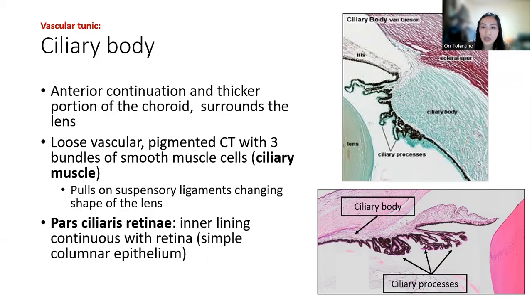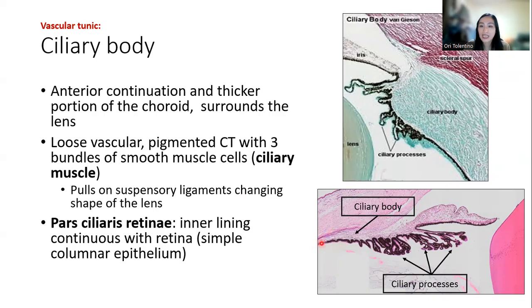So the ciliary muscle contracts and relaxes, and they pull on the suspensory ligaments or the zonular fibers right here that suspend the lens, okay? And because it pulls on the lens, it changes the shape of the lens during accommodation for the focusing of near and far objects. So the lens will adjust its shape to focus on the near object, and that is the function of the muscle in the ciliary body, or the ciliary muscle, okay?